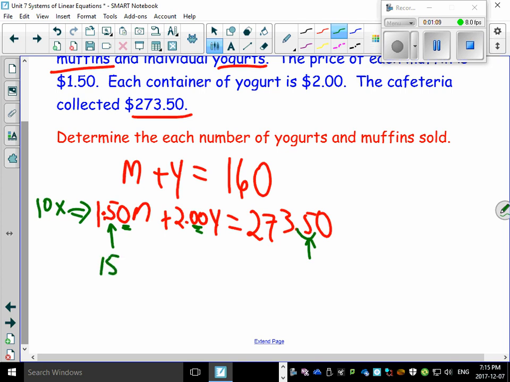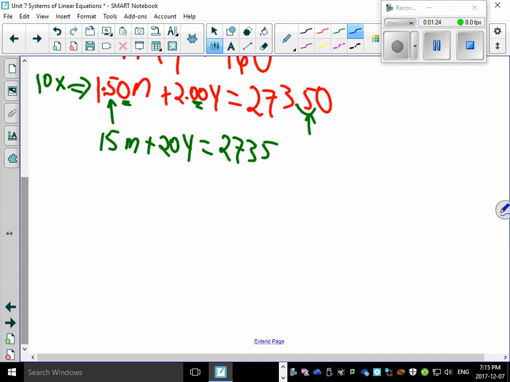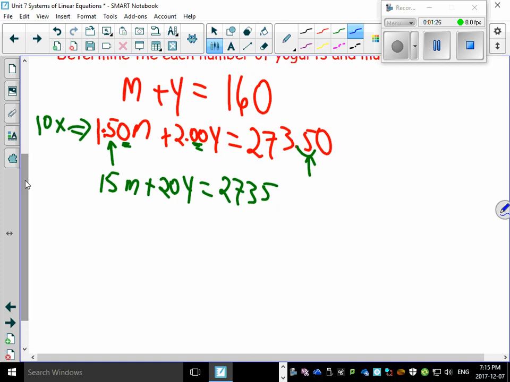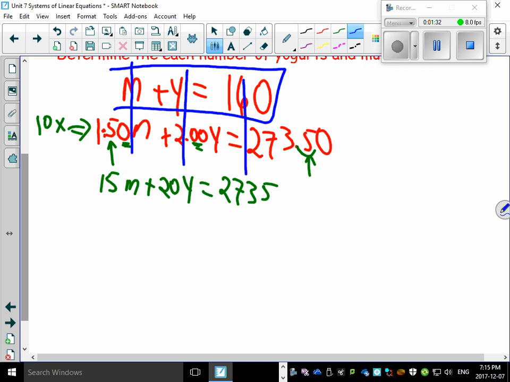This becomes 15 for muffins. This becomes 20 for yogurts. This becomes 2,735 for a total price overall. Now, the question is, am I going to use elimination or am I going to use substitution? Since it's all set up, muffins, yogurt, money, I would probably use elimination. I'm going to multiply this guy by minus 15.